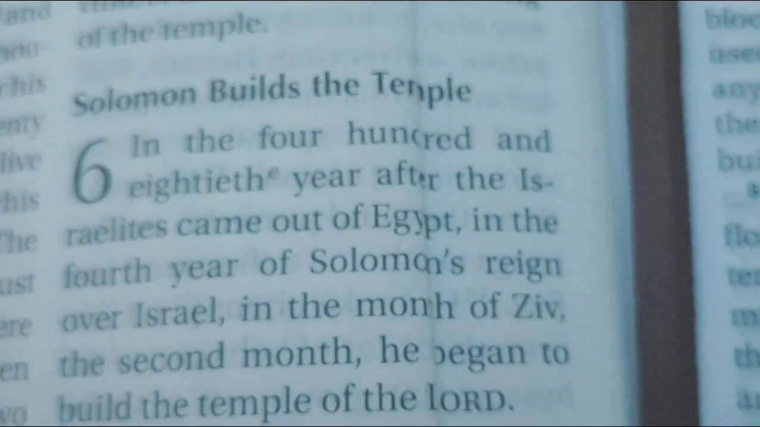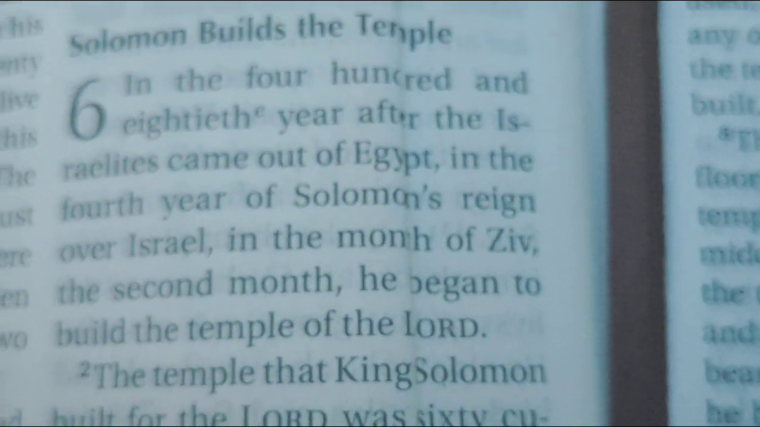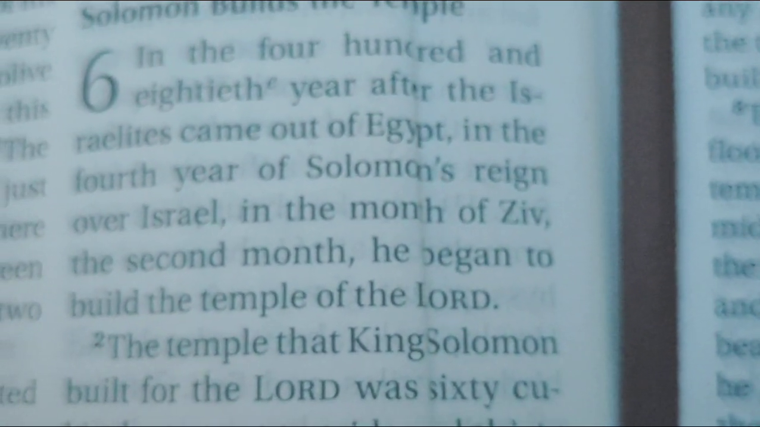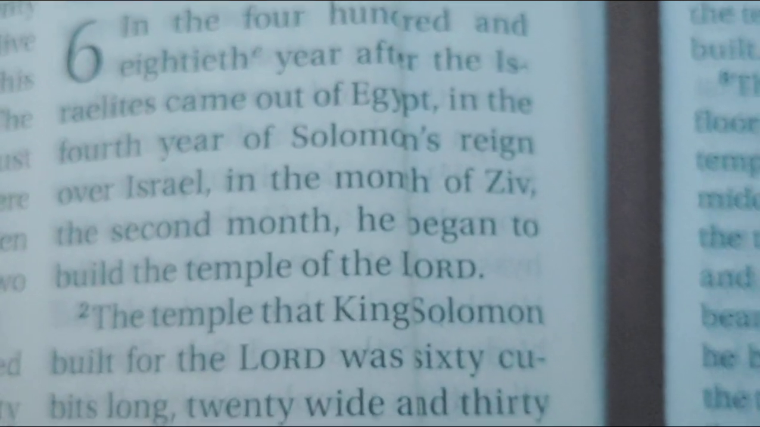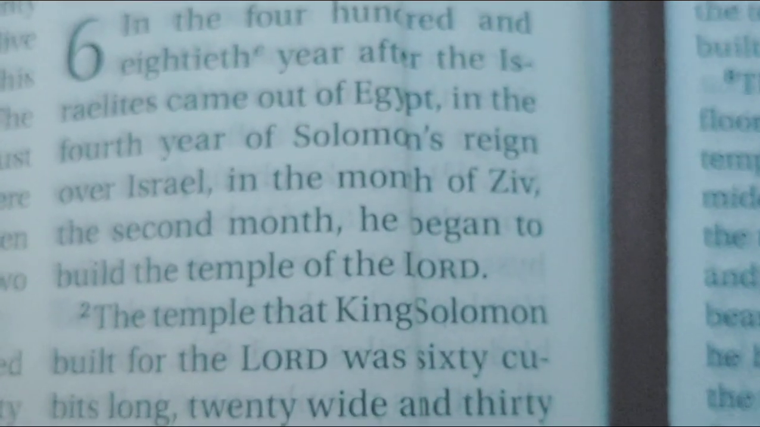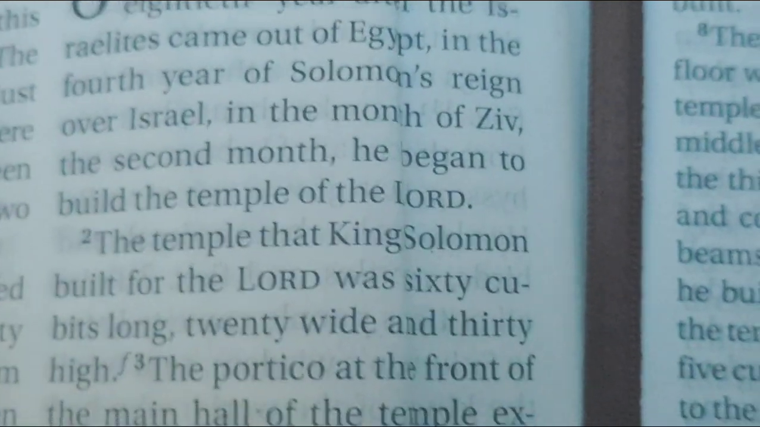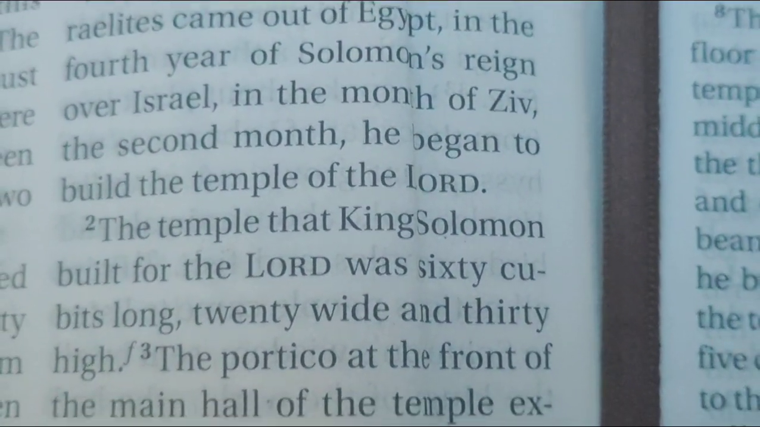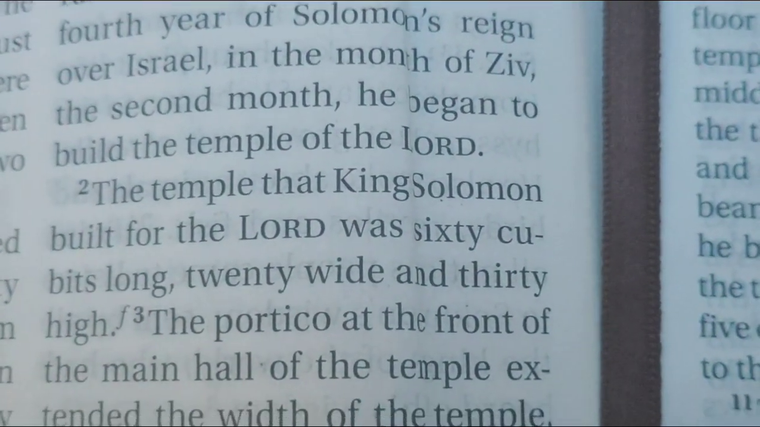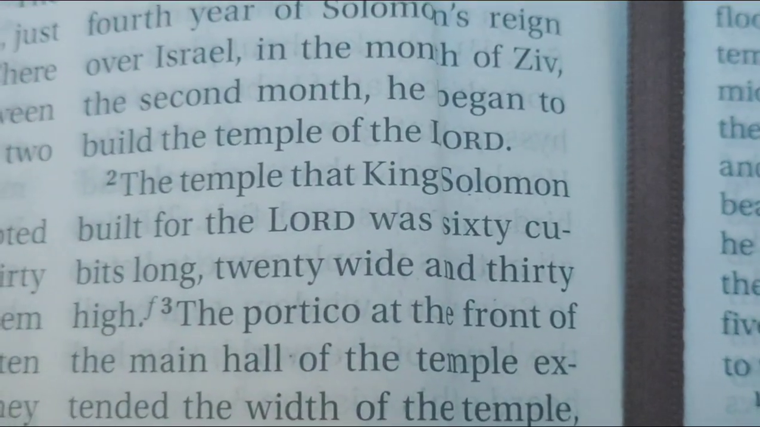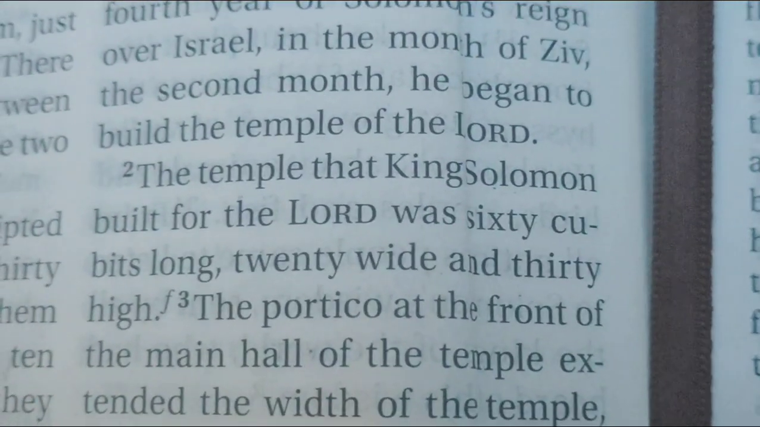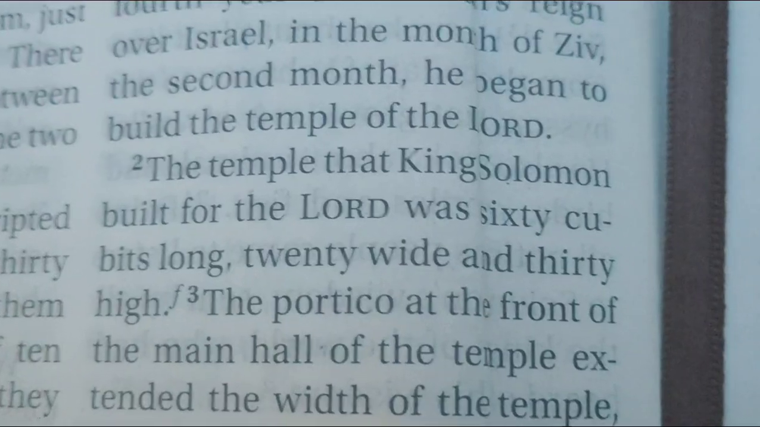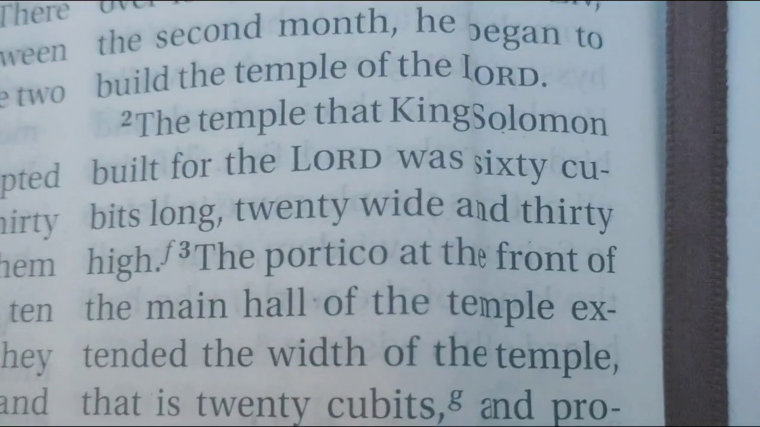Solomon builds the temple. In the 480th year after the Israelites came out of Egypt, in the 4th year of Solomon's reign over Israel, in the month of Ziv, in the 2nd month, he began to build the temple of the Lord. The temple that King Solomon built for the Lord was 60 cubits long, 20 wide, and 30 high.